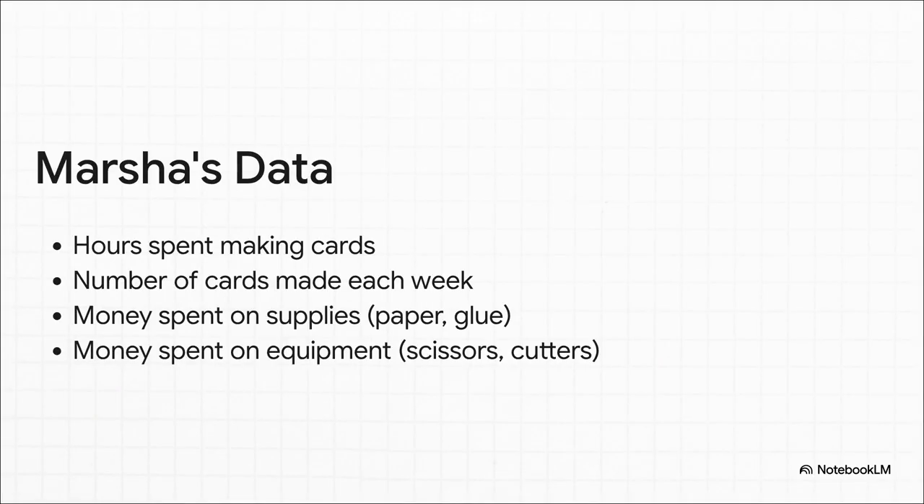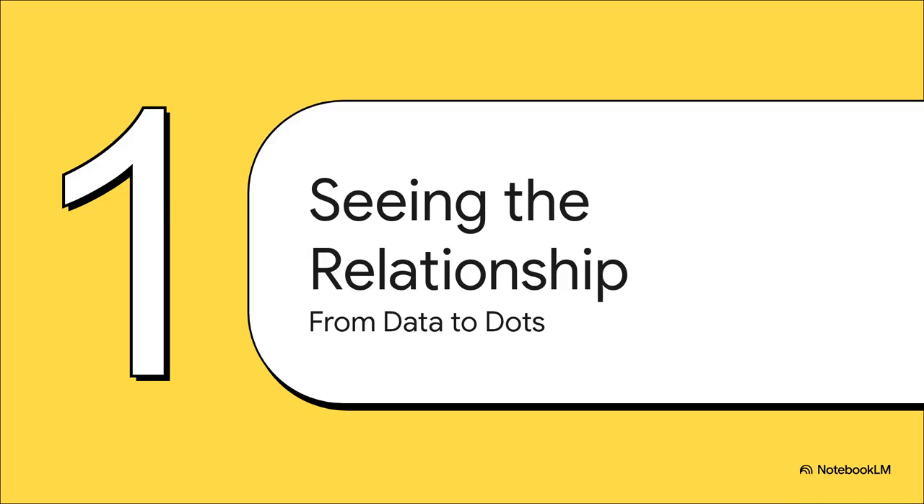I mean, look at all this. She's recorded how many hours she works versus how many cards she actually makes. She's tracked her spending on supplies and all her equipment. She has all this amazing information, but she really needs a way to see the patterns that are hidden inside. So, this brings us to our first big step. Because before we can predict anything at all, we first have to actually see the relationship in the data. And for that, we have the perfect tool.